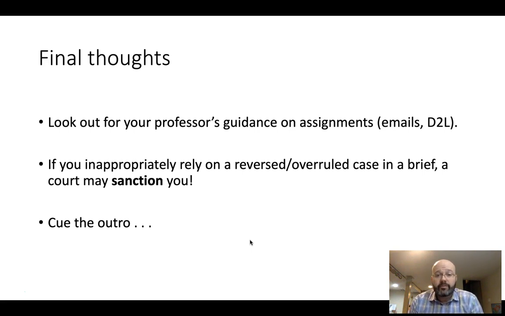And so again, final thoughts. Keep an eye out for your professor's guidance on assignments, emails, D2L content. And of course, if you inappropriately rely on a reversed or overruled case in a brief, a court may sanction you. And so in the spirit of the polar vortex, it reminds me of a song.